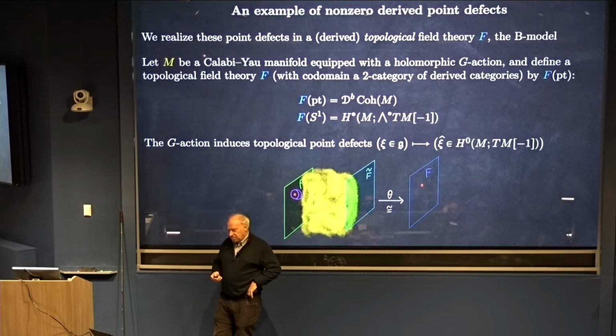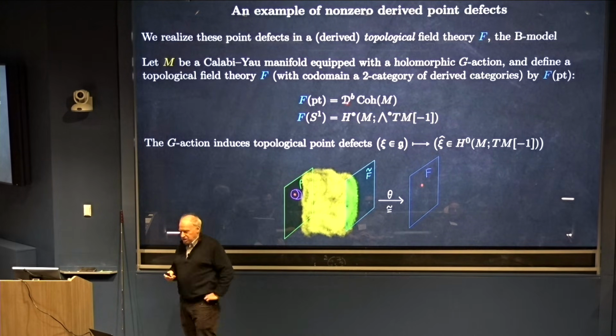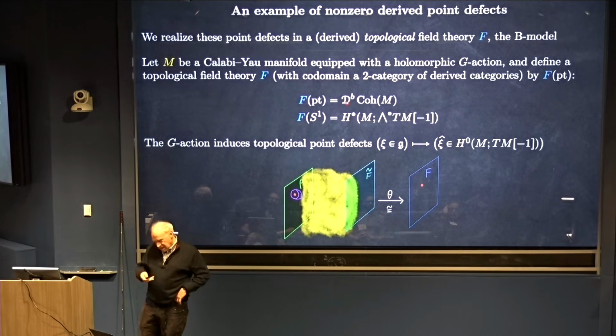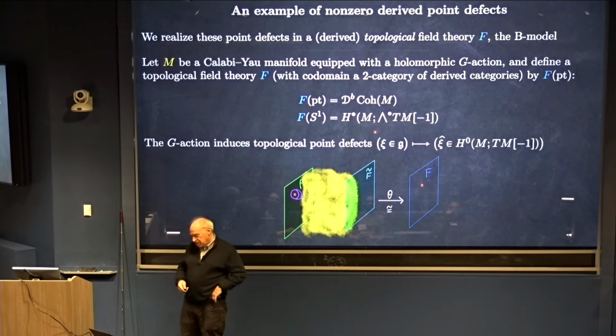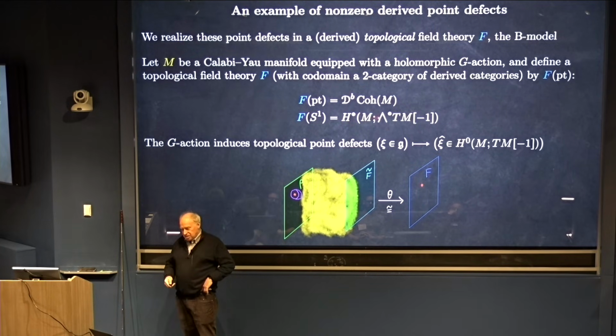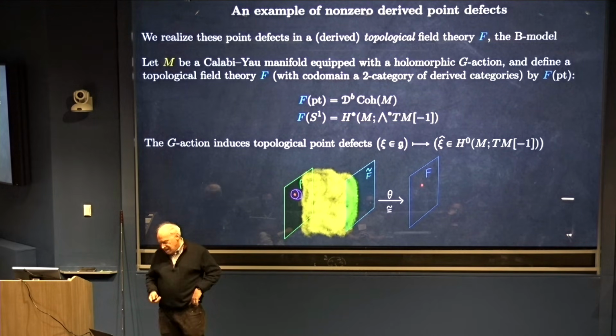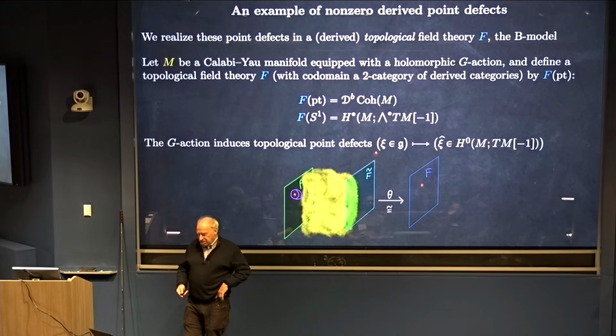And how do we define that field theory? Well, we can define it using the cobordism hypothesis, where what's attached to a point is the derived category of coherent sheaves on the manifold M. And we could compute then what's attached to the circle is some kind of Hochschild cohomology, which is this cohomology with this bigrading, but total grading is what we'll use. And now, when we want to incorporate the G action, which is what happens with F tilde, then we're going to get these topological point defects.